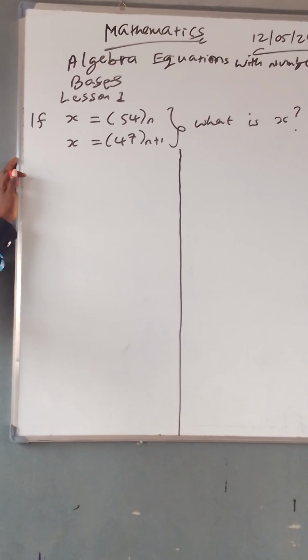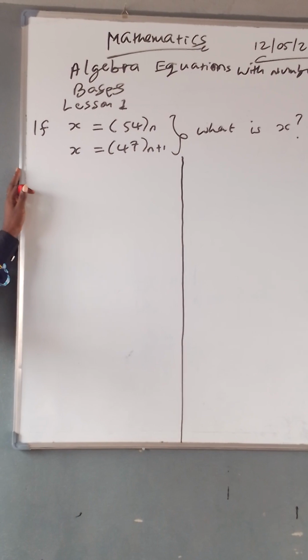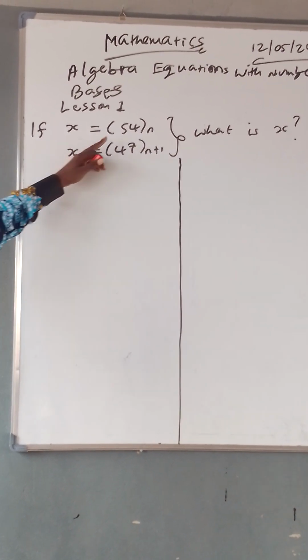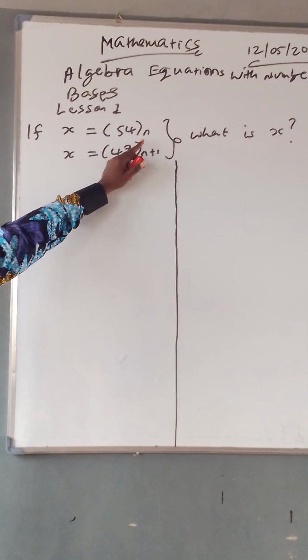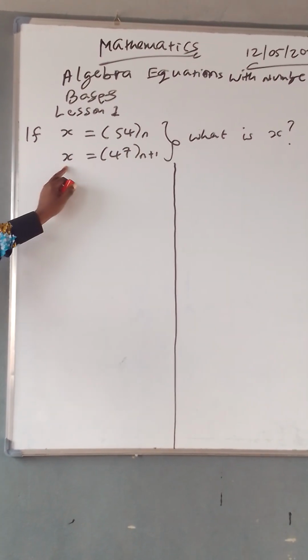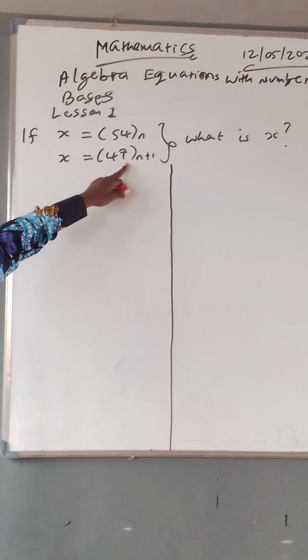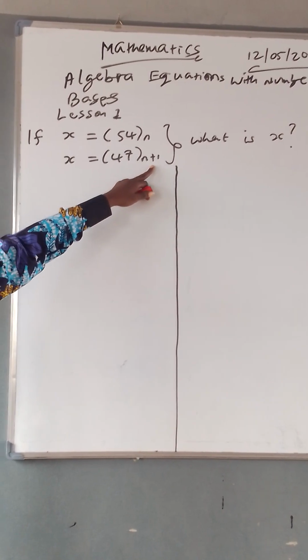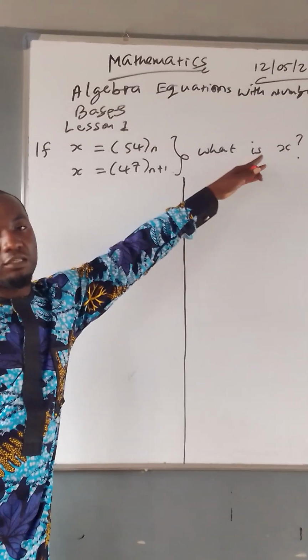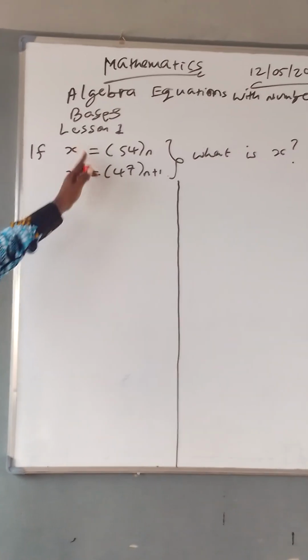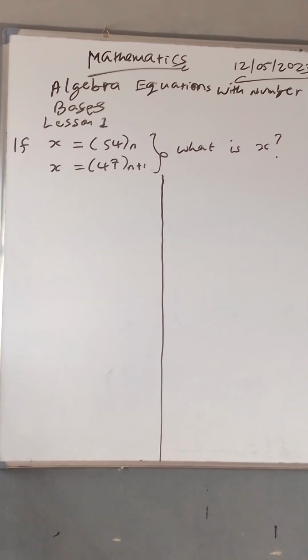Algebra equations with number bases. Lesson 1. If x is equal to (54) base n, and the same x is equal to (47) base n plus 1, what is x? That is, you are looking for the value of x.